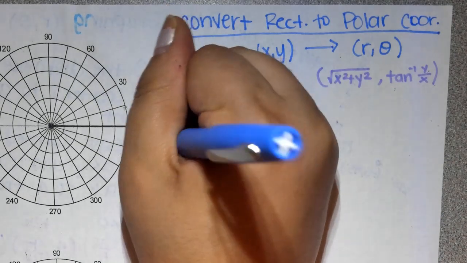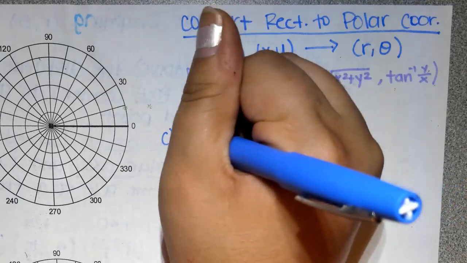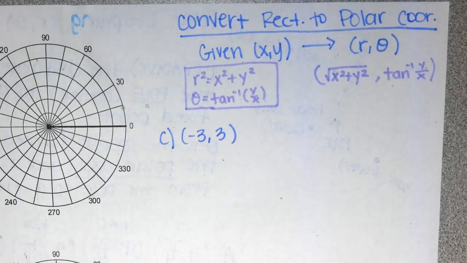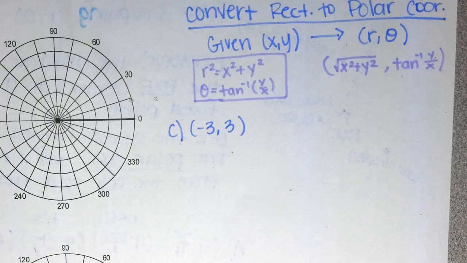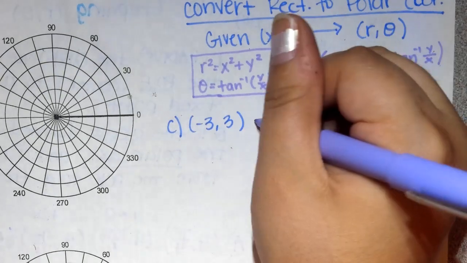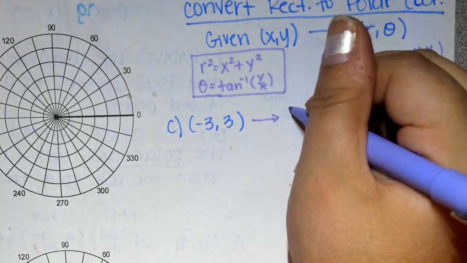All right, let's plot point C. Negative 3, 3. What quadrant should our point be in? The second. But we don't know where it's at because we don't know the polar coordinate, right? So in this case, you're going to graph at the end because you don't know, right? All right. So let's convert this.